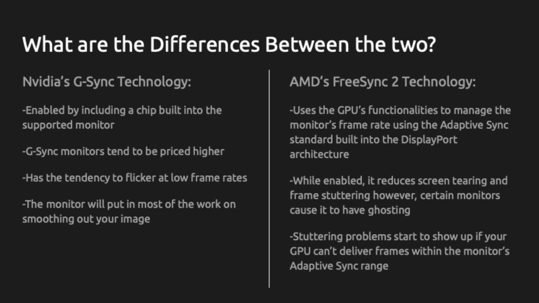However, certain monitors cause it to have ghosting. Finally, G-Sync has the monitor put out most of the work for smoothing out your image, while FreeSync can cause stuttering problems if your GPU can't supply the frames that are within your monitor's adaptive sync frame buffer range.